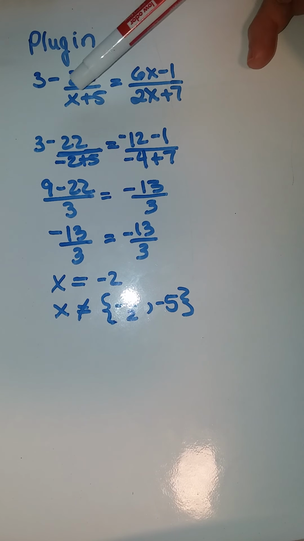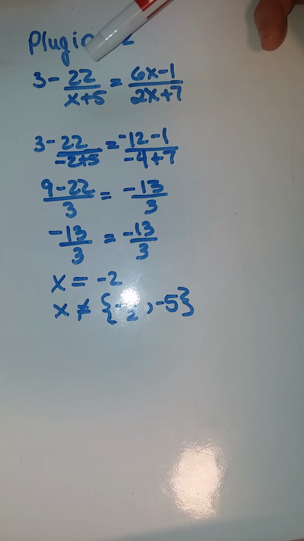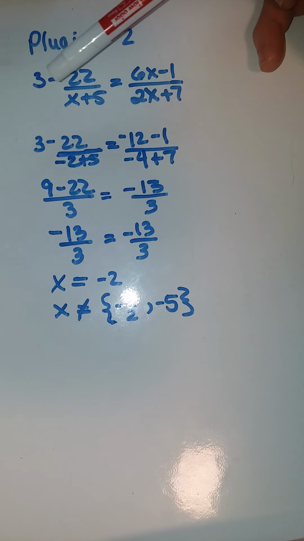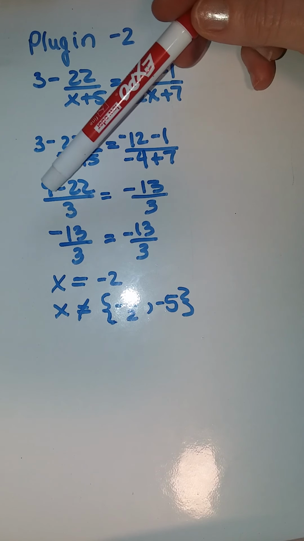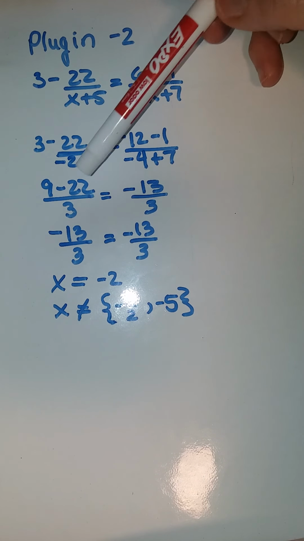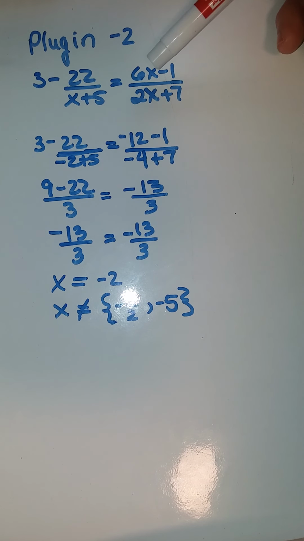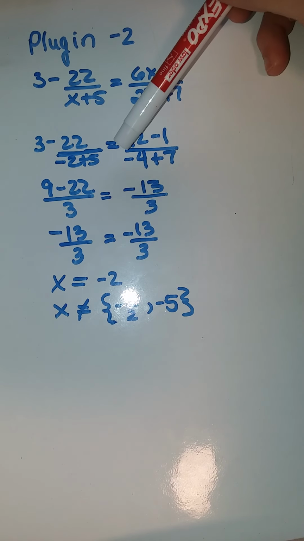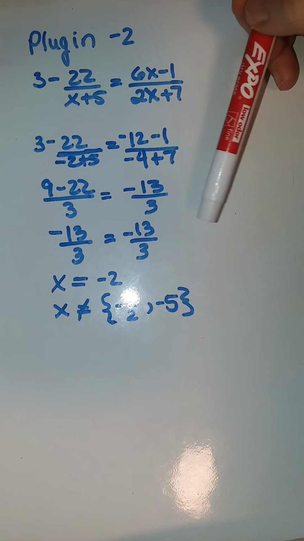So I plug in my negative 2 for x here, and that's negative 2 plus 5 is going to be 3. And then we have to make sure that if we have 3 at the bottom here, then we're going to have 9 over 3. So you have to change. That's one of those areas where people might get tripped up. And then we're going to plug in on this side over here the negative 2, where we'll have negative 12 minus 1, negative 4 plus 7. We're going to have negative 13 over 3.